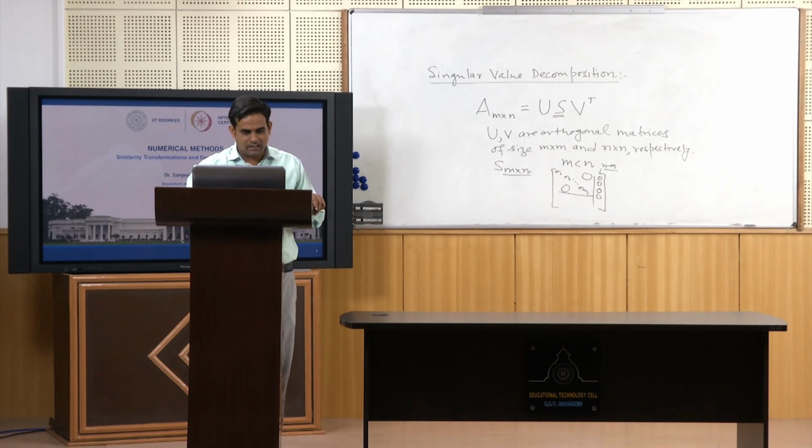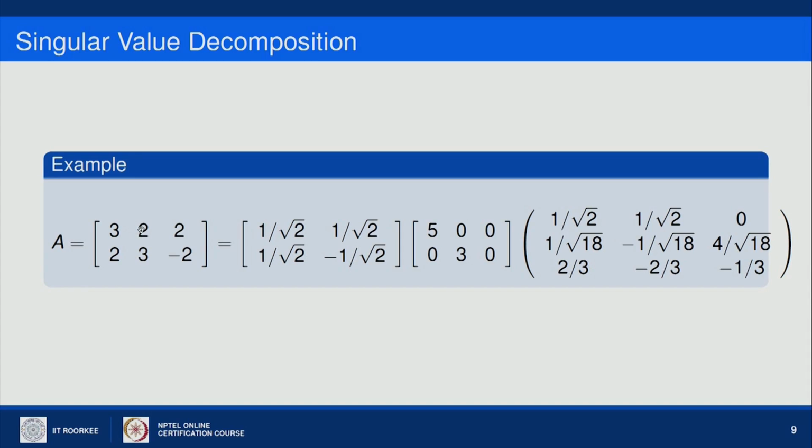So, this is an example of singular value decomposition. Here I have a 2 by 3 matrix, whose first row is 3 2 2 and second row is 2 3 minus 2, and this is the singular value decomposition of matrix A. So, this is matrix U, S and V transpose.